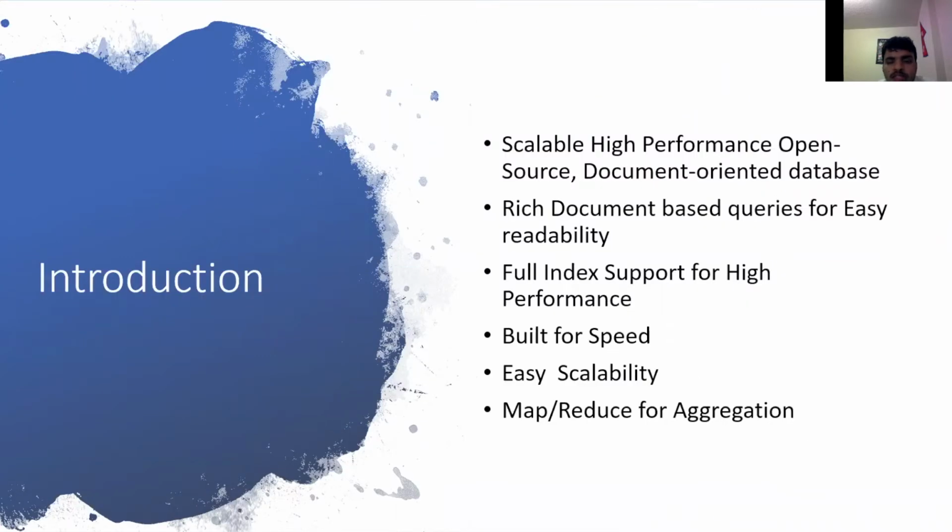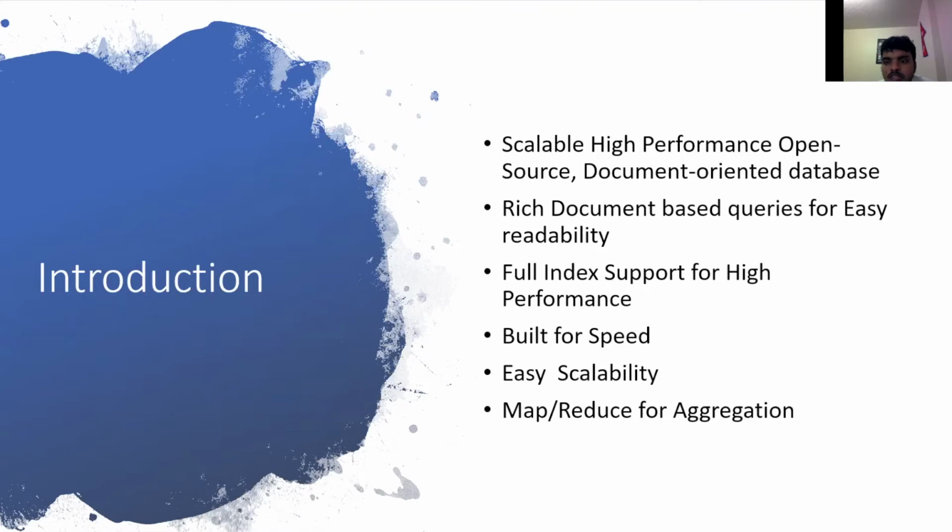So MongoDB is a scalable, high-performance, open-source, document-oriented database, which means MongoDB is generally used to store JSON objects. Like it could be documents, it could be arrays, it could be arrays of documents. So it's a database that is used to store objects and not strings or anything. So it is different from SQL.